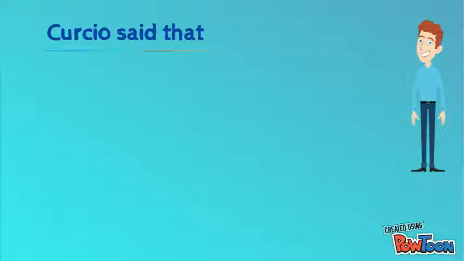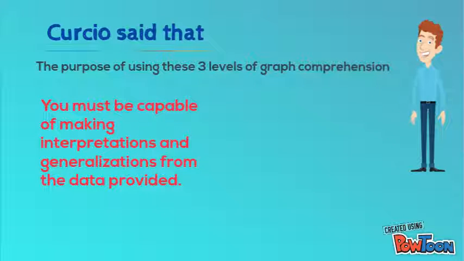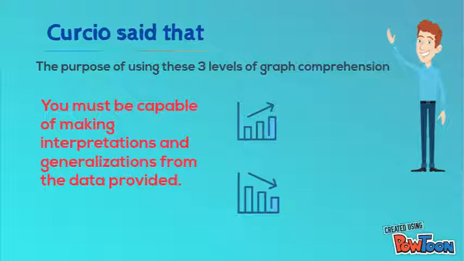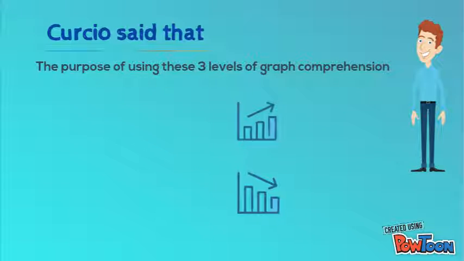Moving on, Curcio, being the founder of these 3 levels of graph comprehension, said that the purpose of introducing this concept is to make students realize that the maximum potential of the graph can only be seen when they are able to interpret and generalize data. He further added that a graph is a picture that speaks 1,000 words.